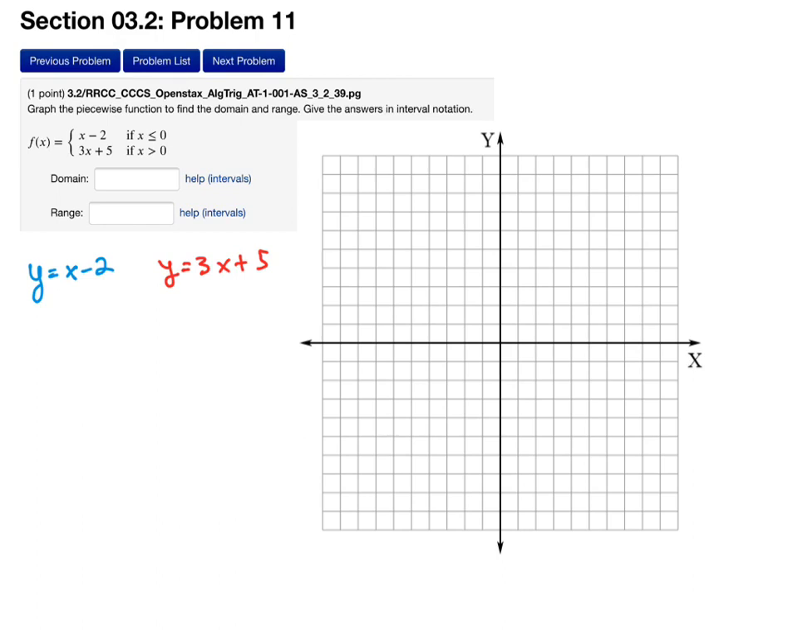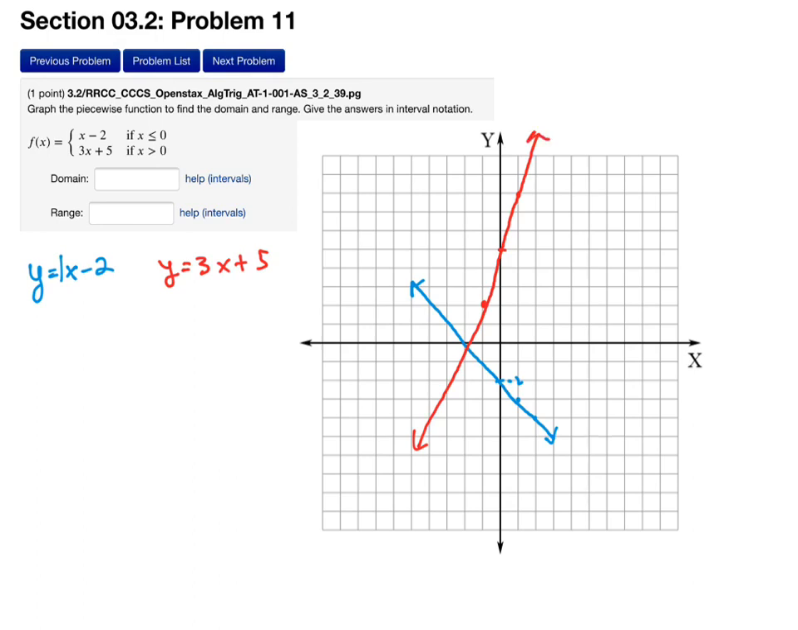For y is equal to x minus 2, that line has a slope of 1 and a y-intercept of negative 2. So start at negative 2, and we're going to go down 1, right 1. So our line is going to look something like this. For y is equal to 3x plus 5, we have a y-intercept of 5. The slope is 3, so I'm going to go up 3, right 1. I can also go down 3, left 1. So the graph is going to look something like that, roughly.